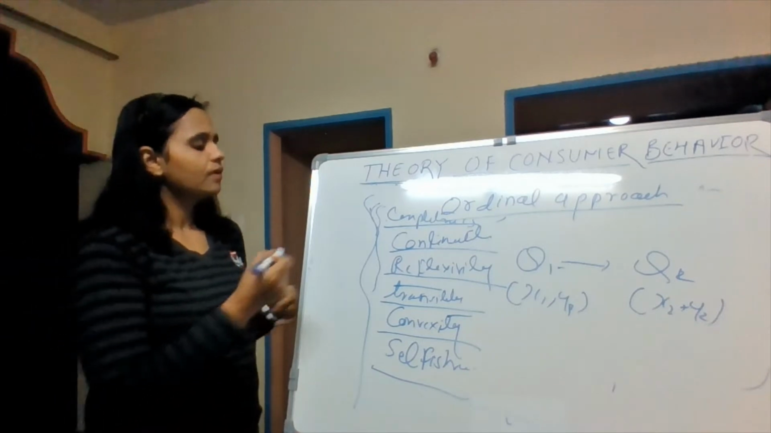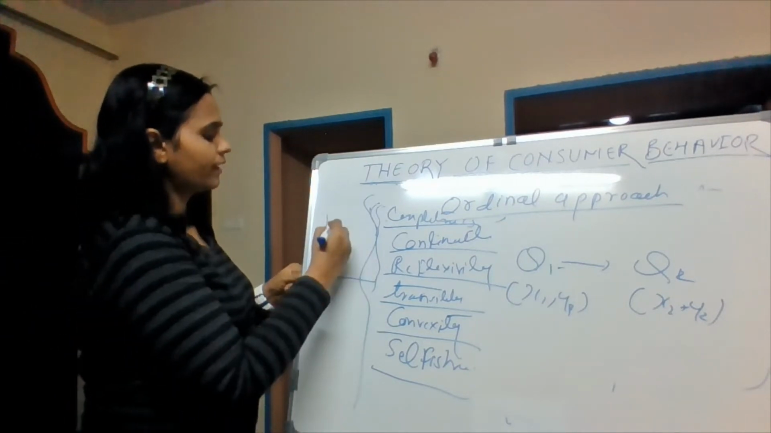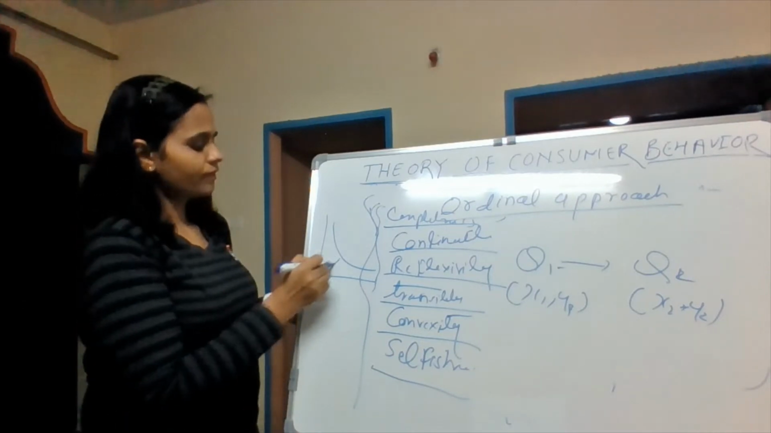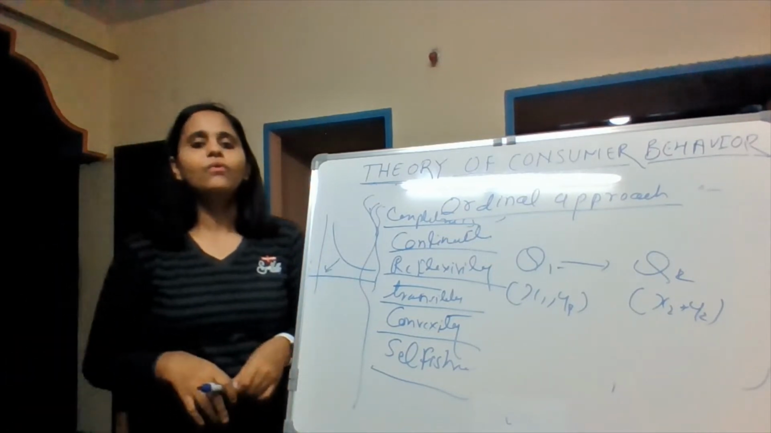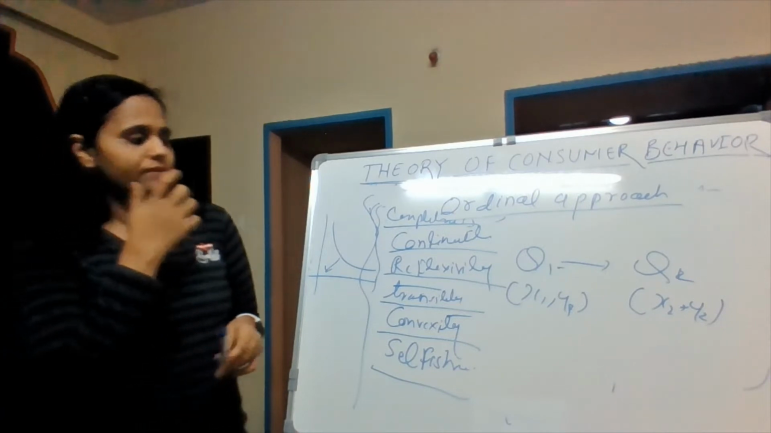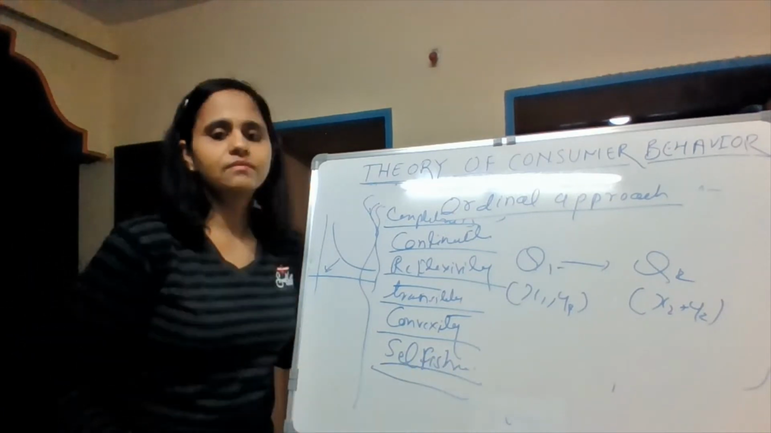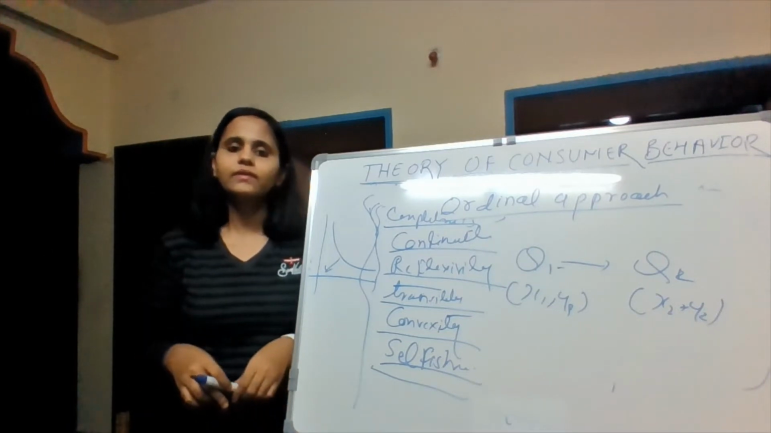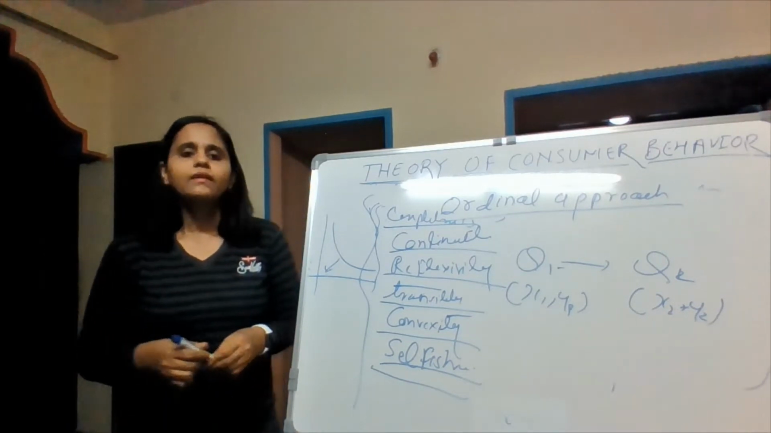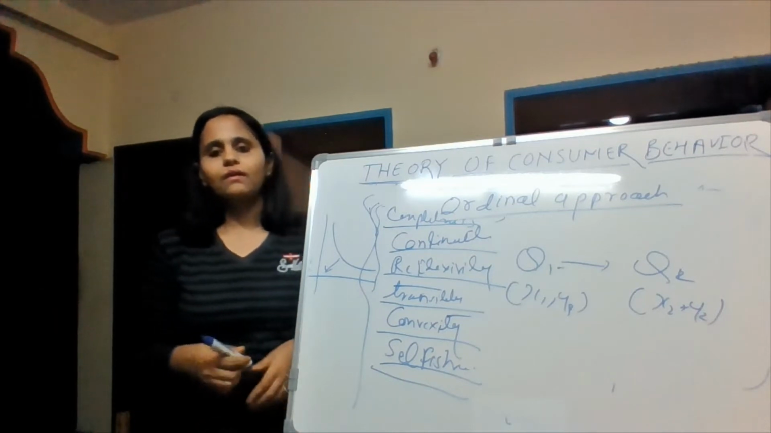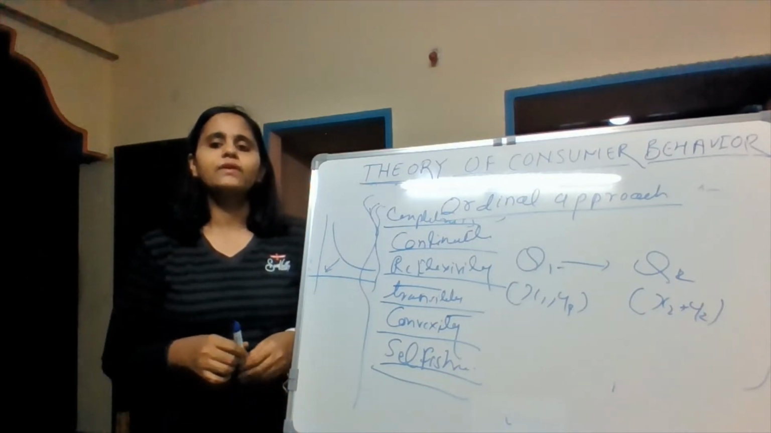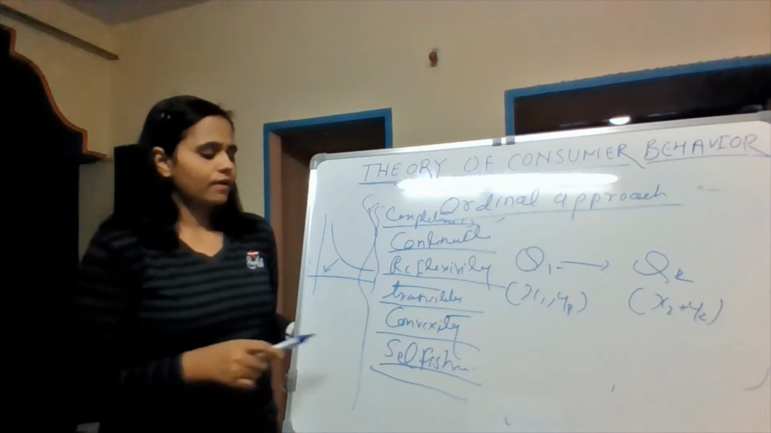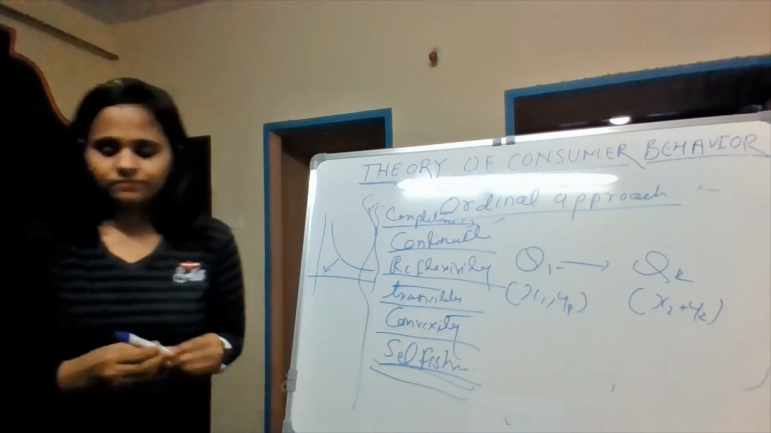Convexity is that your utility curve is always convex to the origin. We'll see why, how, next. Then you have the axiom of selfishness. The consumer is selfish when trying to derive utility and trying to maximize it. There is no altruistic behavior, and we are not bringing philanthropy into economics here. So our assumption is that the consumer is selfish.